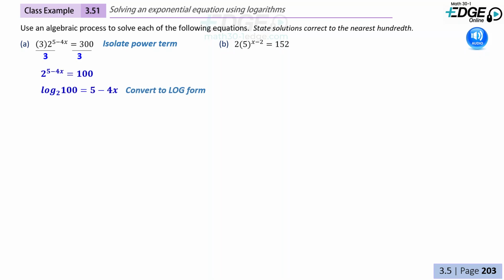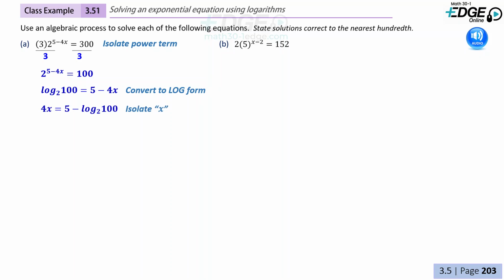So notice the pattern. We had base 2, so it's going to be log base 2 of 100 is equal to the exponent. That's what log solves for, the exponent. So now our variable is down at base level. It's not in the exponent anymore. So now we can solve just using algebra.